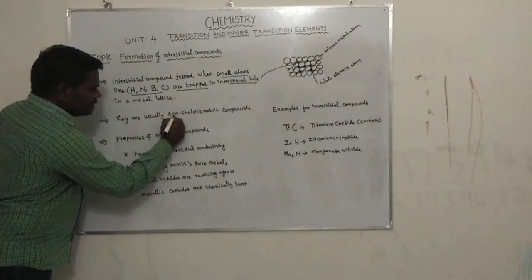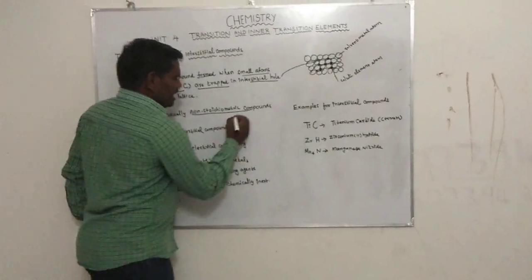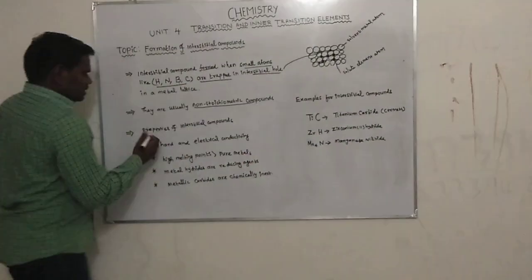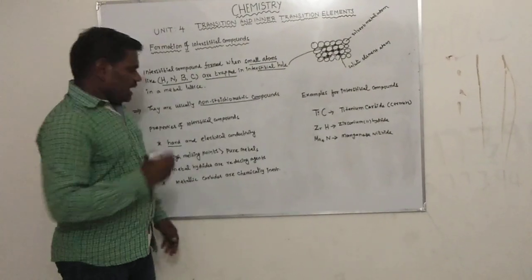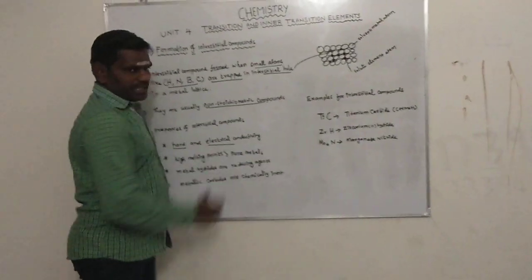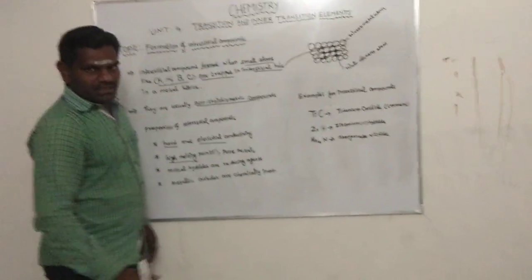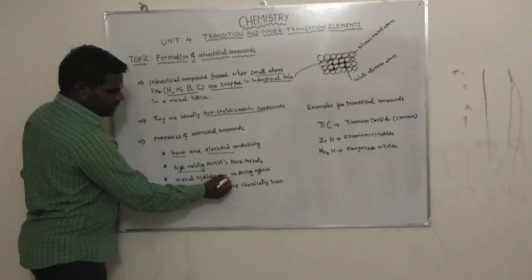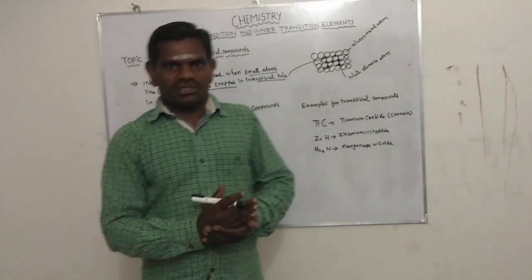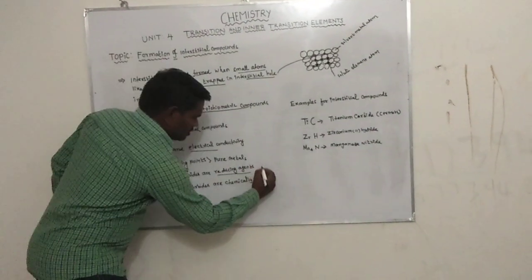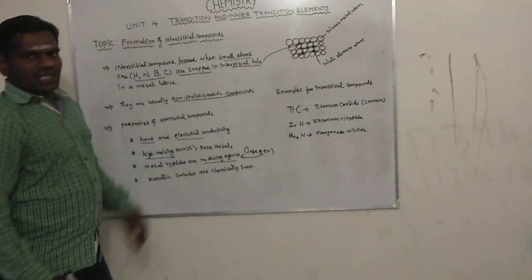They are usually non-stoichiometric compounds. Non-stoichiometric compounds are imbalanced or unbalanced compounds. The properties of interstitial compounds are very high hardness, and they show electrical conductivity, and a high melting point compared to pure or parent metals. Metal hydrides are reducing agents. A reducing agent undergoes oxidation, that is, loss of electrons. A species that loses electrons is called a reducing agent.